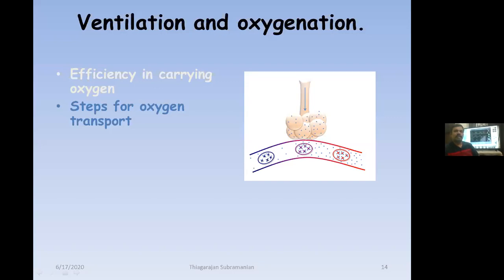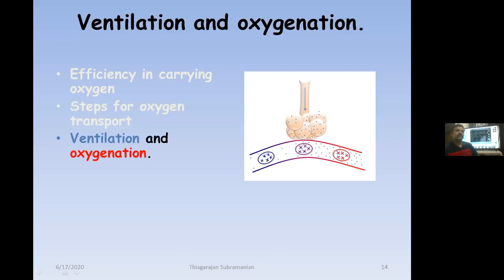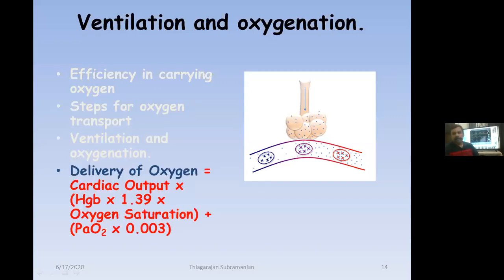This is the calculation for delivery of oxygen. Simply, the cardiac output, which is normally 5 liters for every normal human being, is multiplied by the hemoglobin level, by 1.39, along with the oxygen saturation. This is one method to measure oxygen delivery.